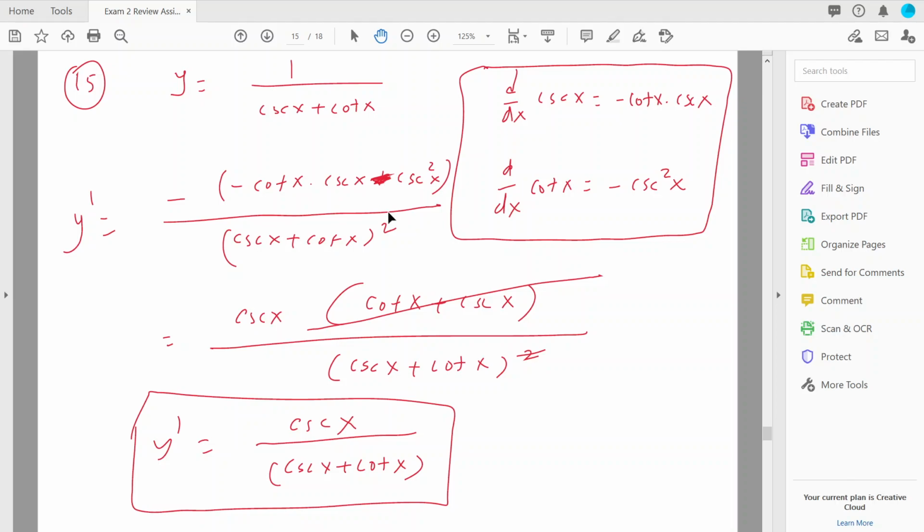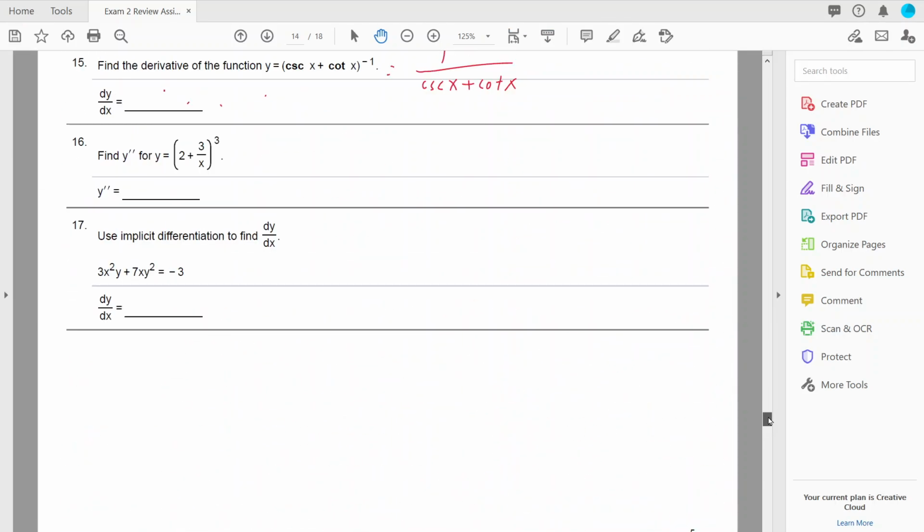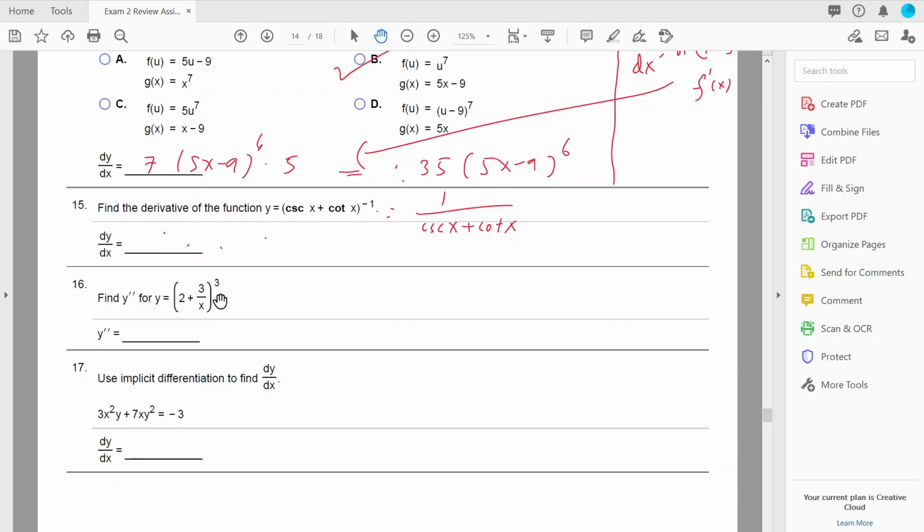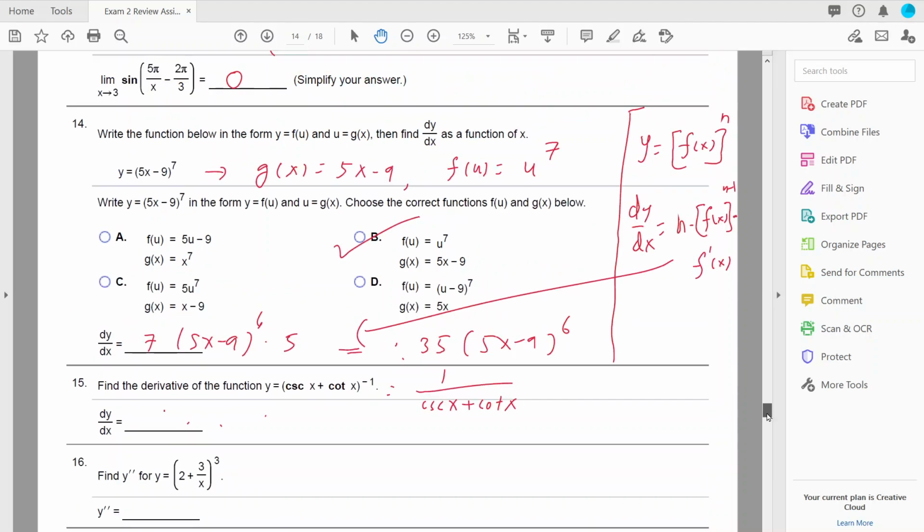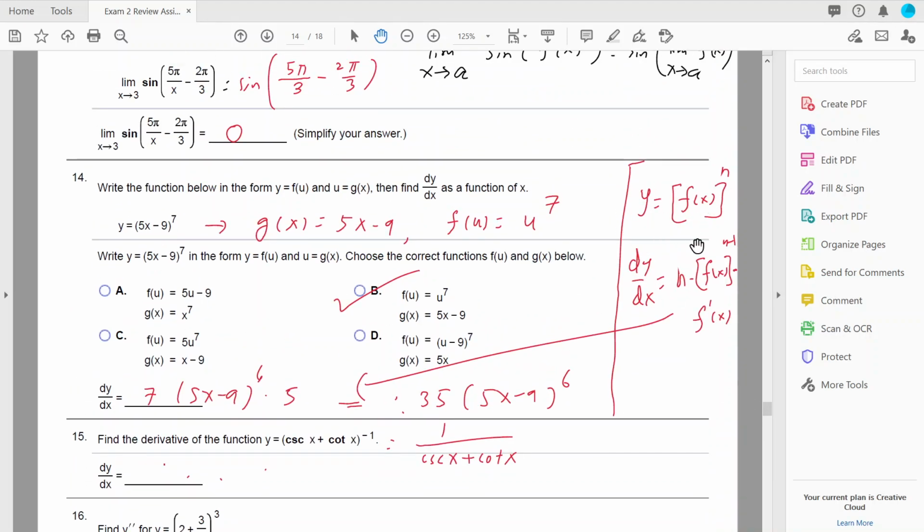Okay, so let's go to the next problem, problem 16. Problem 16 is to find the derivative of this. For finding the derivative of this function, we can again use the same formula we used for problem 14. If there is a function to the power n, the derivative of that kind of function is n times the function to the power n minus 1 times the derivative of the function inside the bracket.